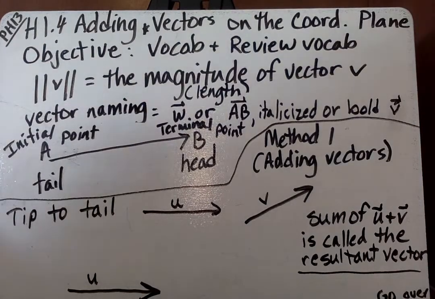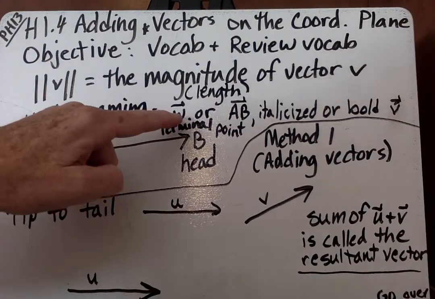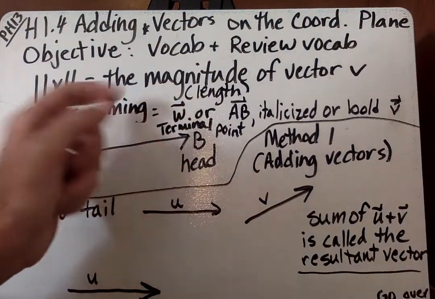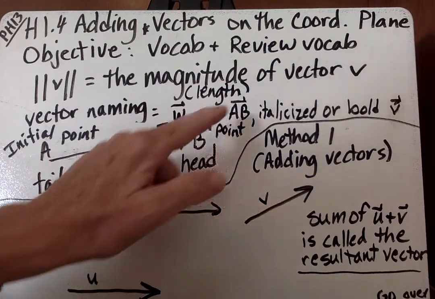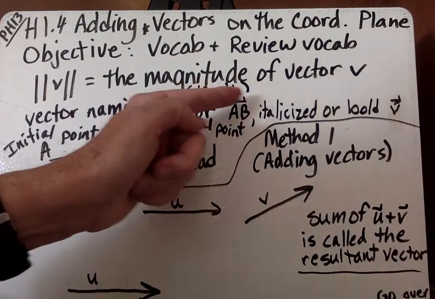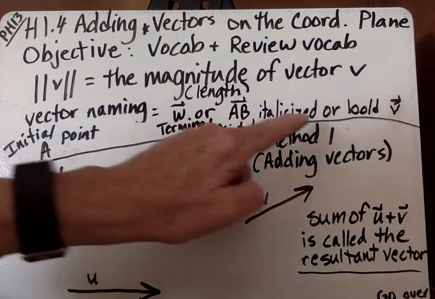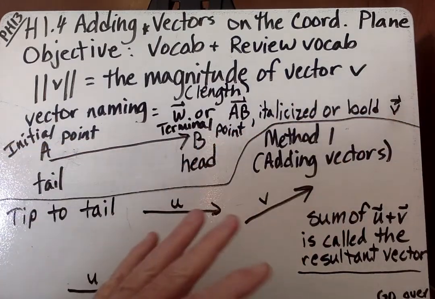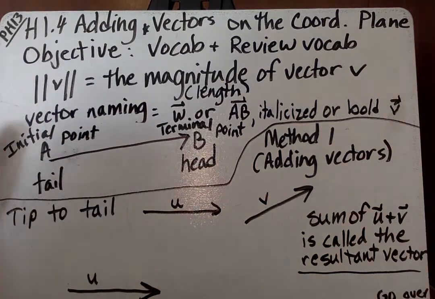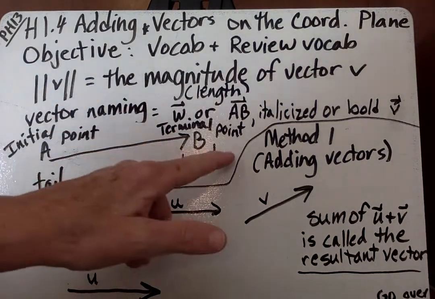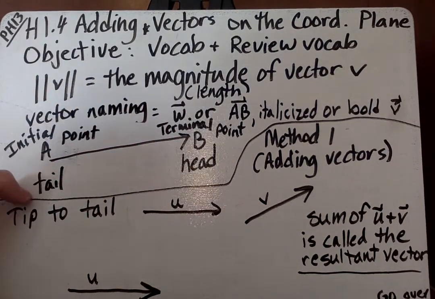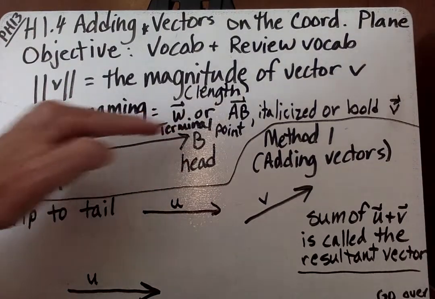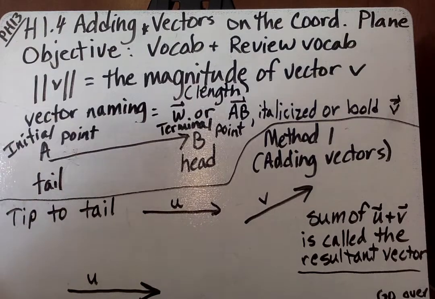Okay. Vector naming can be a little tricky. It could be a single letter of the alphabet with a half arrow, or it could be two capital letters with a little half arrow, or italicized or bold V with a full arrow or even a half arrow. So either one of those. Now, a vector has an initial point and a terminal point. The initial point is called the tail and the terminal point is called the head. So this is vector AB, okay?